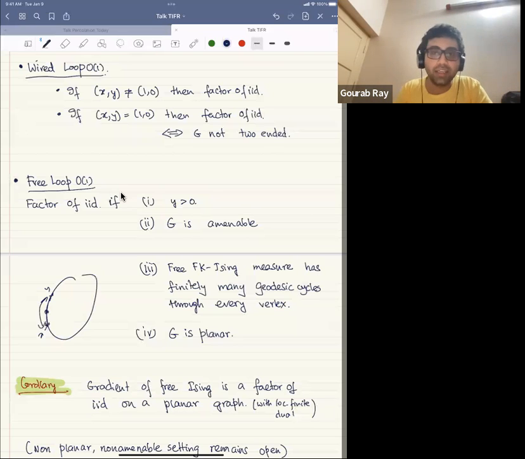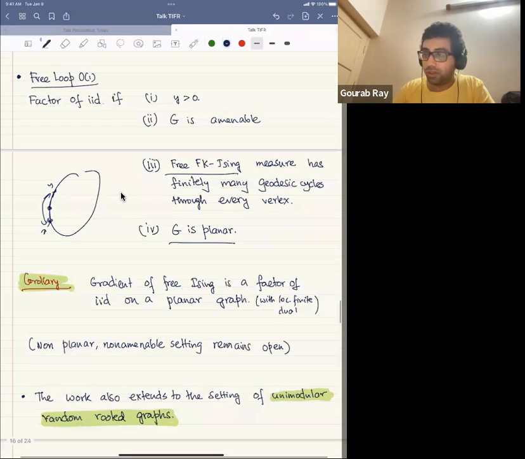So if you have only finitely many geodesic cycles going through a vertex of this weird subgraph, then we can say it's a factor of IID. As I said, the theorem is not very neat, but this is what we have. And if G is planar, then also we can say it's a factor of IID. So in the free case, it's not as complete as the wired case, but this is what we have, and the remaining cases are open. In particular, if G is non-amenable and non-planar, that's the most interesting situation.